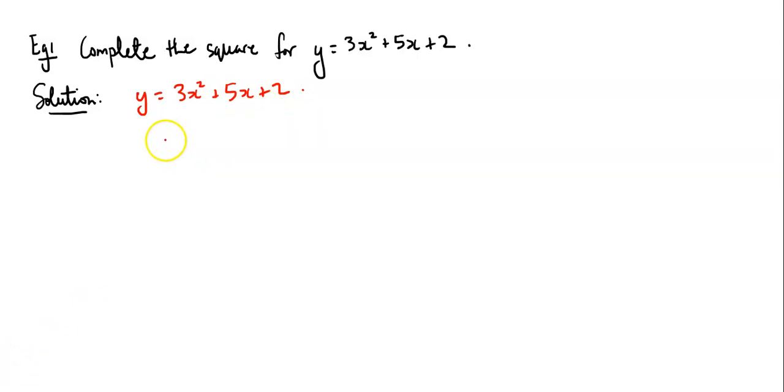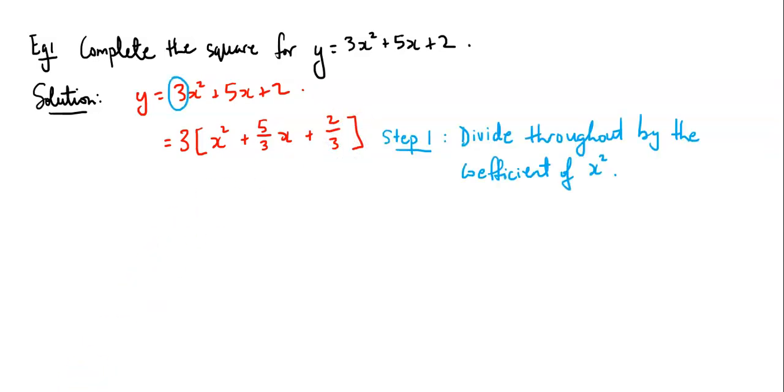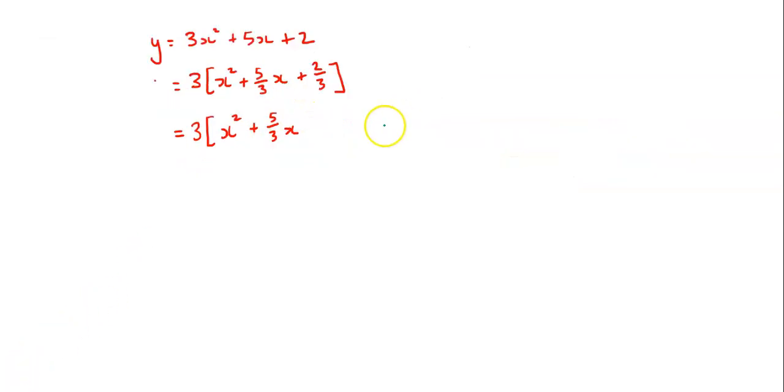So the first step, we divide throughout by the coefficient of x squared. The coefficient of x squared here is 3. So dividing throughout by 3, we get 3 open square bracket x squared plus 5 over 3 x plus 2 over 3 close square bracket. Again, step 1, divide throughout by the coefficient of x squared, which is 3. 3 into 3x squared is x squared, 3 into 5x is 5 over 3 x, 3 into 2 is 2 over 3.